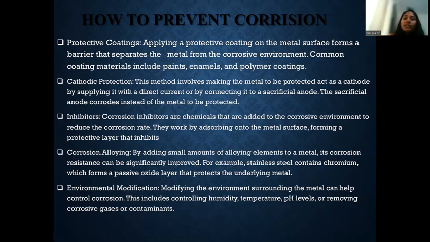Inhibitors. Corrosion inhibitors are the chemicals that are added to the corrosive environment to reduce corrosion rate. They work by adsorbing onto the metal surface, forming a protective layer that inhibits corrosion. Alloying. By adding a small amount of alloying metals to a metal, its corrosion resistance can be significantly improved. For example, stainless steel contains chromium, which forms a passive oxide layer that protects the underlying metal. Environmental modification. Modifying the environment surrounding the metal can help to control corrosion. This includes controlling humidity, temperature, pH levels, or removing corrosive gases or contaminants.